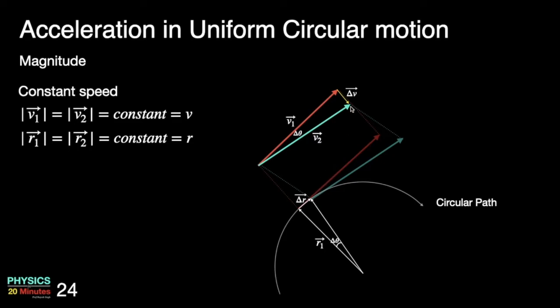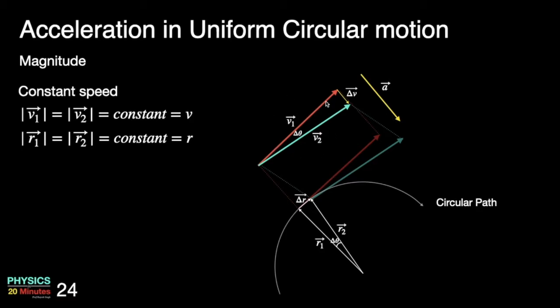One can note that the direction of the acceleration will be the same as the change in velocity vector. Change in velocity vector, if you notice carefully, points towards the center of the circle, and therefore the acceleration vector also points towards the center of the circle. Therefore, this acceleration is our centripetal acceleration.